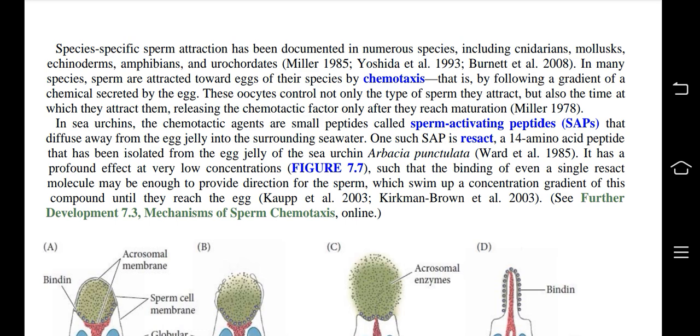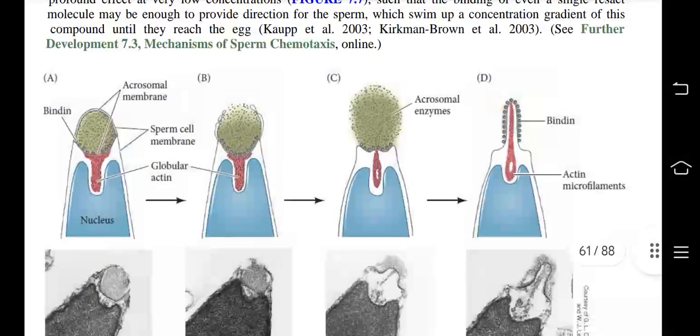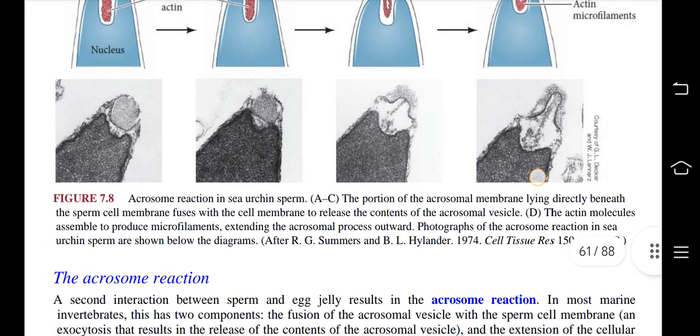In sea urchins, the chemotactic agents are small peptides called sperm activation peptides, or SAPs, that diffuse away from the egg jelly into the surrounding seawater. One such SAP is resact, a 14 amino acid peptide that has been isolated from the egg jelly of sea urchin. It has a profound effect at very low concentrations, such that the binding of even a single resact molecule may be enough to provide direction for the sperm, which swim up a concentration gradient of this compound until they reach the egg. Then acrosomal membrane, bindin, sperm cell membrane, globular actin, nucleus, acrosomal enzyme, and actin microfilaments.